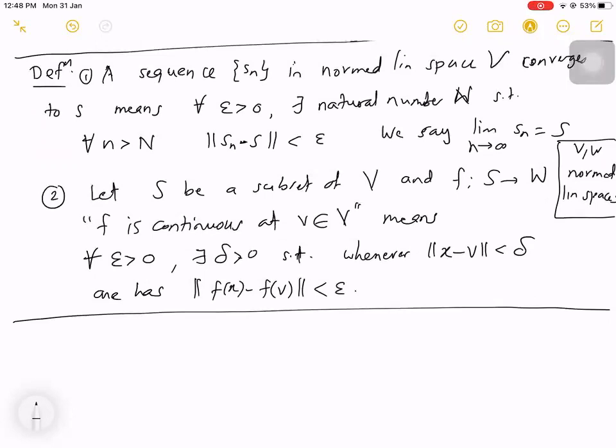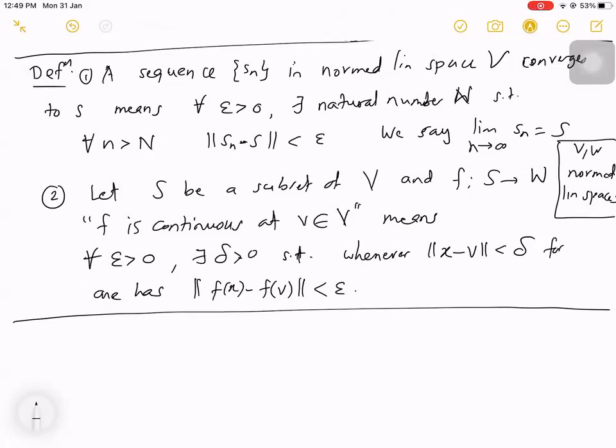Sir, I have one question. Yes, go ahead, please. So why take a subset S of V and then define F from S to W? Why not just V to W? Because I do want to have the notion of continuity of a function that is defined on a subset of a space. Okay, so can this not happen, like this x is in the V minus delta to V plus delta region, so can this not happen that x goes out of S somehow? Right. Sorry, whenever x, you're absolutely right.